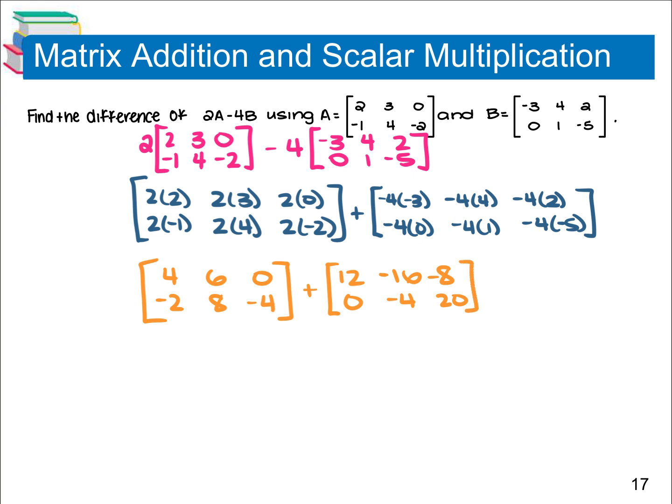From here, we will add. So we're going to do the 4 plus the 12, the 6 plus the negative 16, the 0 plus the negative 8, the negative 2 plus the 0, the 8 plus the negative 4, and the negative 4 plus the 20.